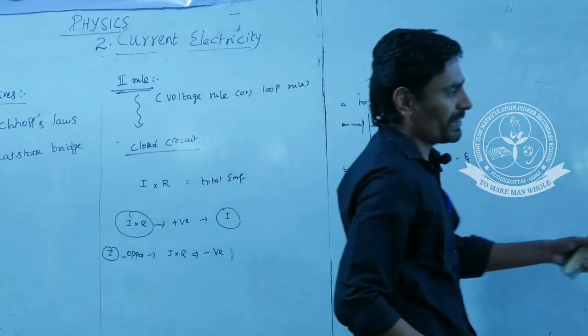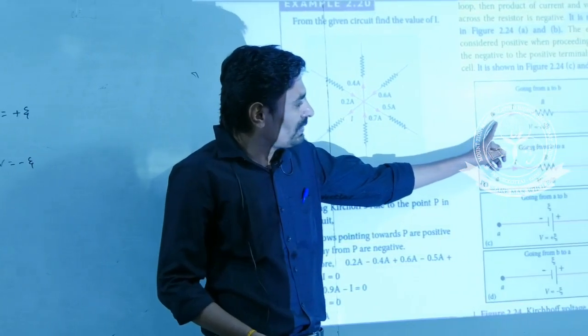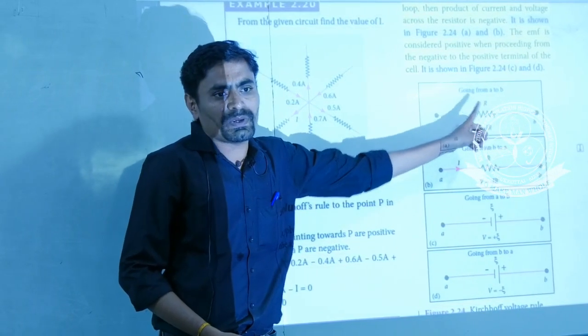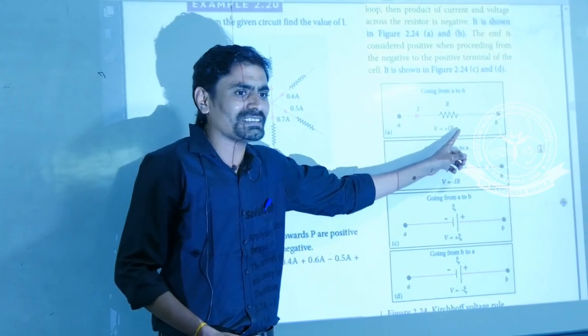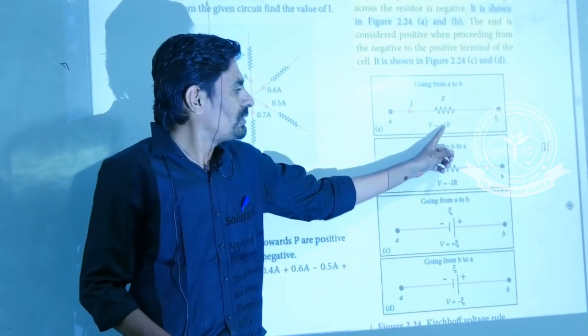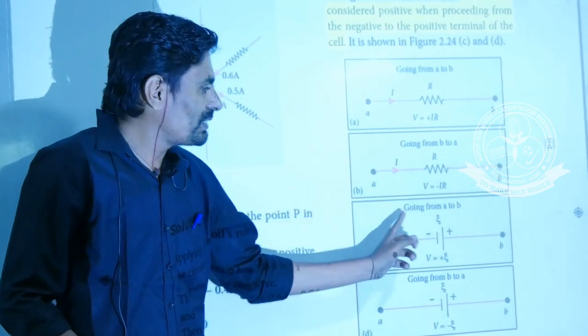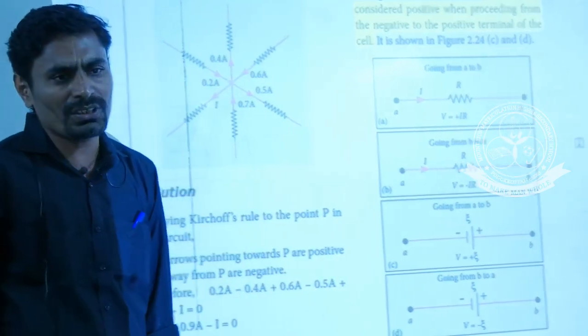Let's see the figure, figure A. The current going from point A to B, the direction of current is followed, so the product of the current and resistance is taken as positive. Then the current going from B to A, the direction of current is opposite, so it can be written as V equal to minus IR.